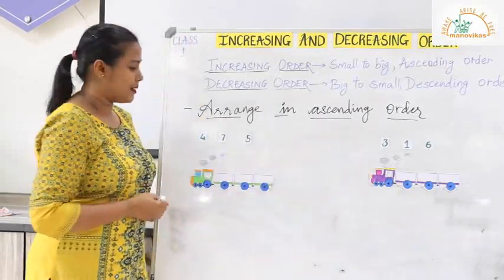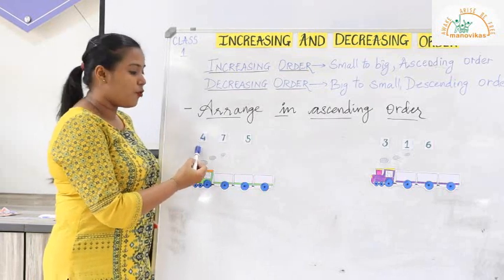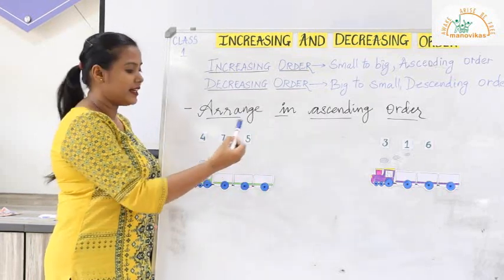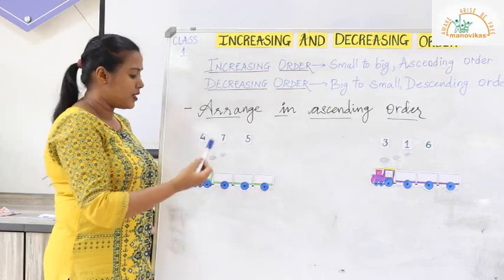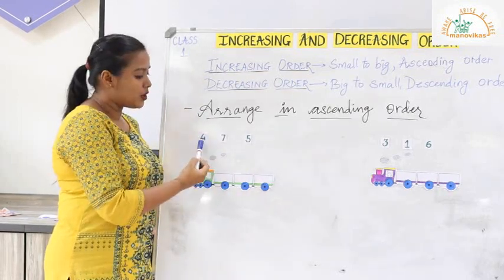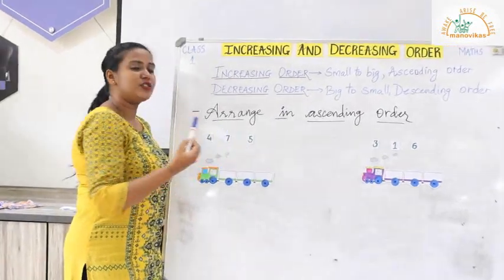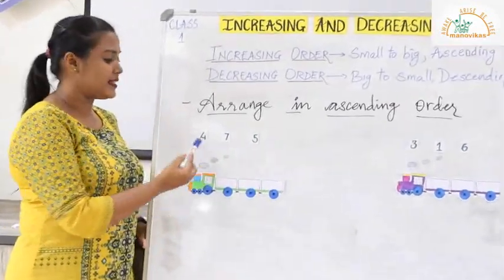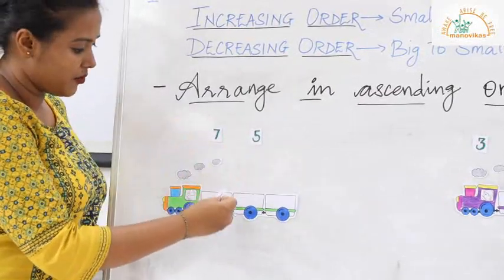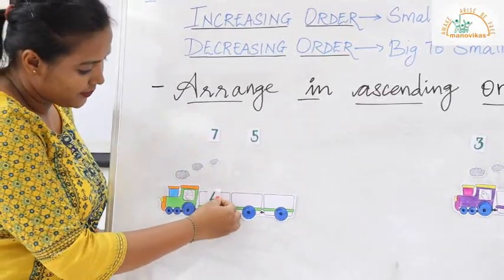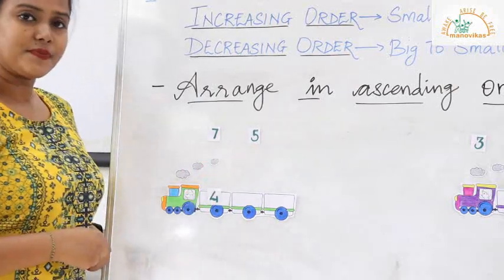So in the first example, students, we have number 4, number 7 and number 5. So let us count the numbers from small to big. Among these 3 numbers, which number is the smallest? Yes, it is number 4. So let's place the smallest number over here close to the engine.